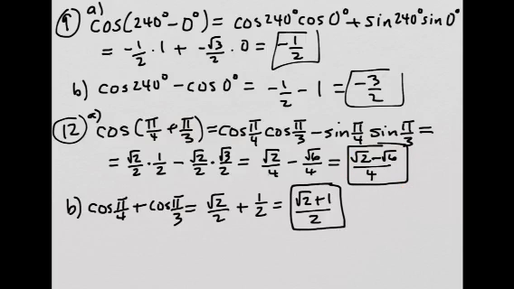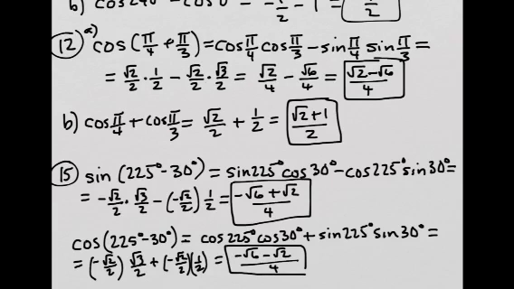Okay? And for this one, you evaluate cosine pi over 4 plus cosine pi over 3. So here's the cosine pi over 4, cosine pi over 3. Add them together, and this is the value. So as you can see, again, these are not equal to each other.